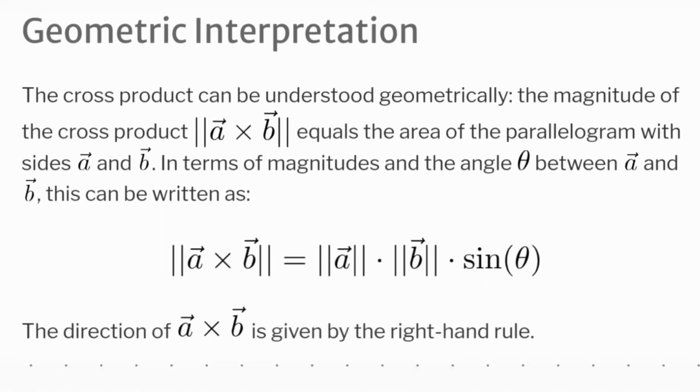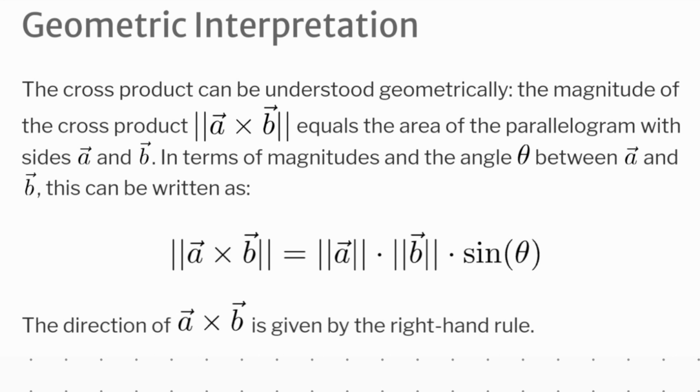Finally, geometric interpretation. The magnitude of the cross product, A cross B, which we denote by these double bars, is going to be the area of the parallelogram that has sides given by vector A and vector B. And then we can write this by this formula here, where that magnitude is equal to the magnitude of A times the magnitude of B times sine of theta, where theta is the angle between vector A and vector B.